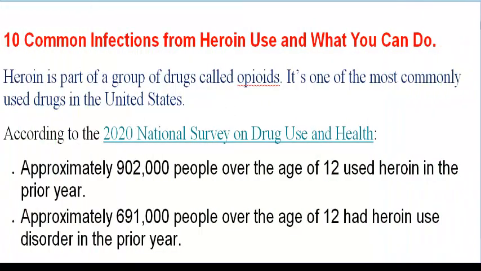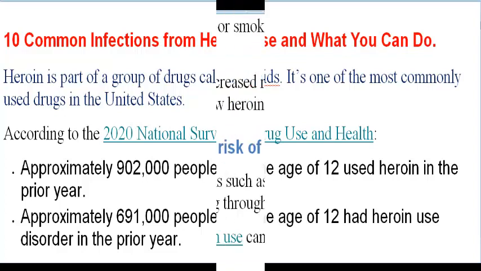10 common infections from heroin use and what you can do. Heroin is part of a group of drugs called opioids. It's one of the most commonly used drugs in the United States. According to the 2020 National Survey on Drug Use and Health, approximately 902,000 people over the age of 12 used heroin in the prior year. Approximately 691,000 people over the age of 12 had heroin use disorder in the prior year.